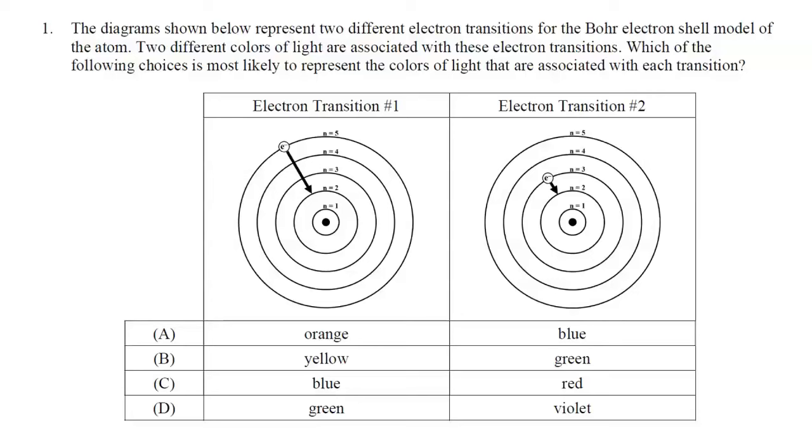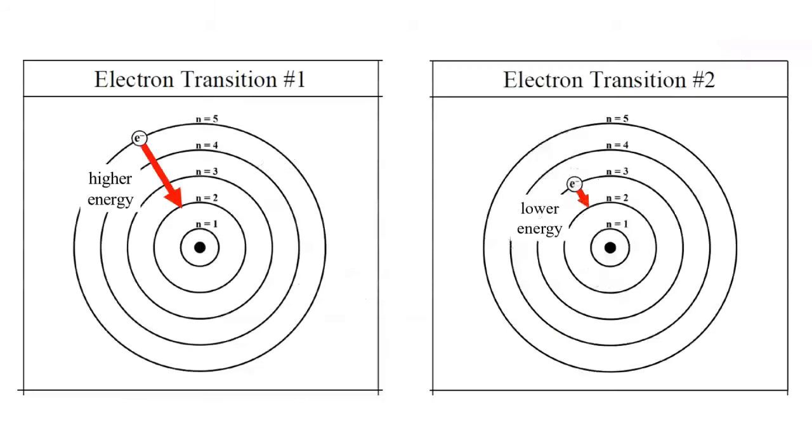Each of these diagrams represents an electron that is traveling from a higher energy level to a lower energy level. But if we examine the details of each transition, we can see that a different amount of energy would be associated with each transition. On the left, electron transition number 1, that electron is traveling from energy level 5 down to energy level 2. And on the right, electron transition number 2, that electron is traveling from energy level 3 down to energy level 2.